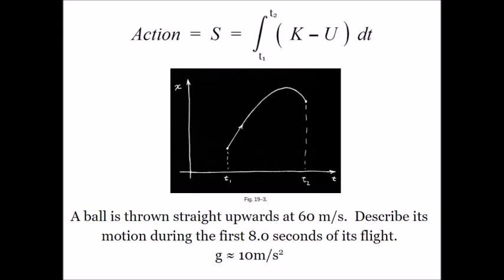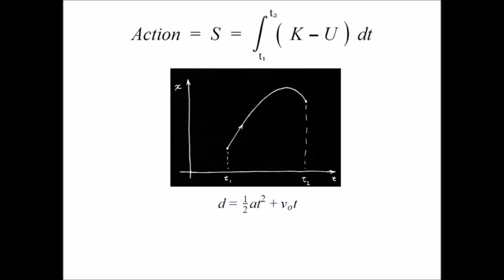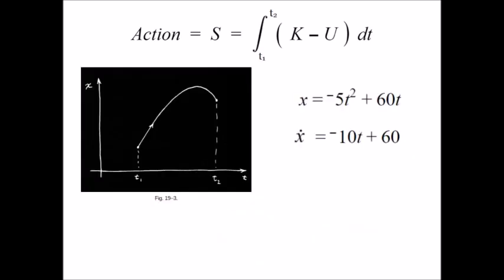Let's make this a little bit more concrete with a specific example. We'll be using specific examples here. A ball is thrown straight upwards at 60 meters per second. Describe its motion during the first 8 seconds of flight, and we'll approximate g to 10 meters per second squared down. And there is our familiar equation for height, and then we'll plug in our values and we'll find the expression for velocity, and there we go. My contention is that this function for x and this function for x dot minimizes action. Let's see what we're talking about.